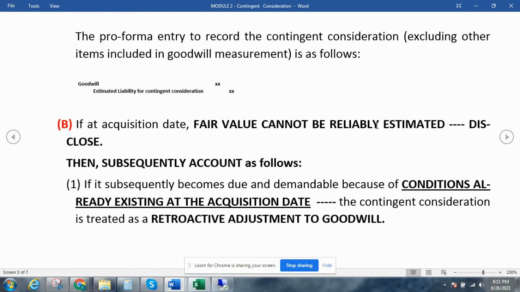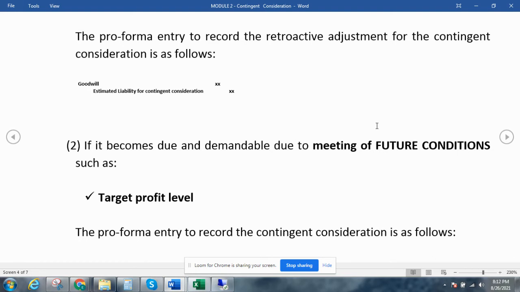But in case the conditions already exist at the acquisition date, the contingent consideration is already treated as a retroactive adjustment to goodwill. Yes, that's correct. Thank you guys, thank you. So for the pro forma entry to recognize or adjust the goodwill, it would be debit goodwill, credit estimated liability for contingent consideration. So that would be our pro forma entry for that.